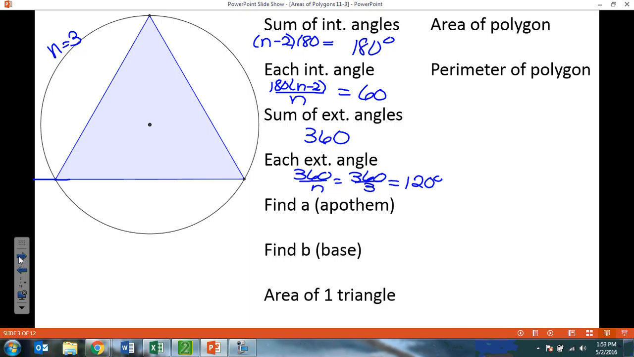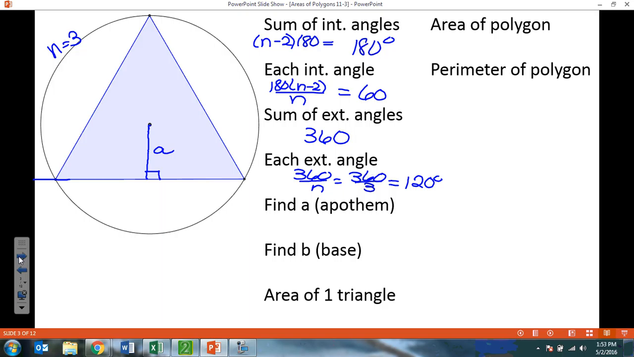Okay? So we want to find the apothem. We drop a perpendicular from the center of our circle, or the center of our polygon, straight down to the base. That's our apothem. That's its name. Most people haven't heard it; this is something we only hear in geometry. Okay? That's our apothem, and we want to use that to find the area of our polygon.